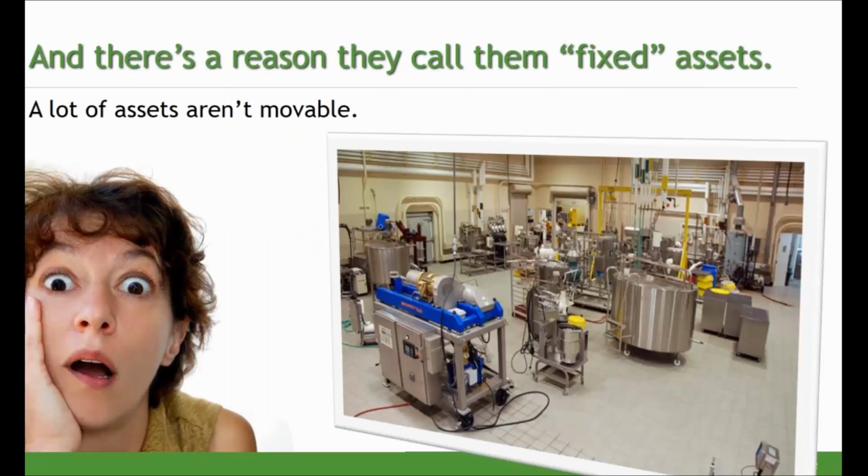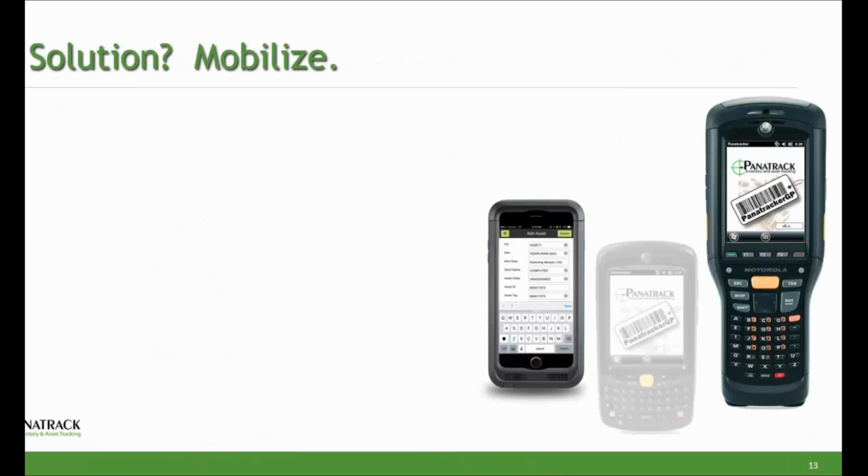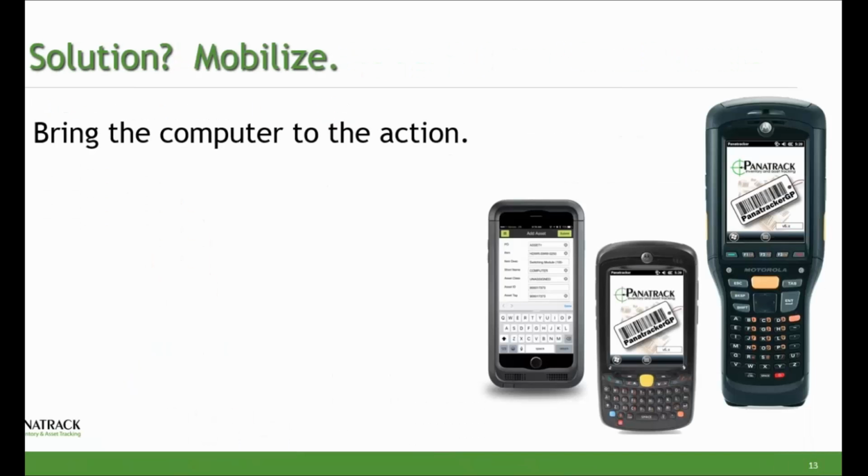For fixed assets, one has to realize that the word fixed also implies the fact that they're not movable. So what do you do in the scenario here where any of these pieces of plant equipment are identified? They're obviously expensive. So how does one keep control of those? The solution is to mobilize. So you want to bring the computer to the action.